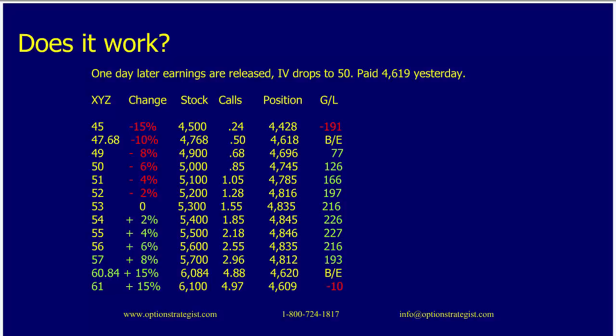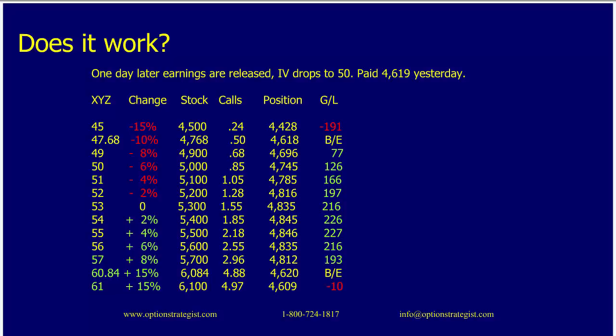Now remember, we paid $46.19 for this position yesterday. So here are various stock prices, 45, some odd price, 47.68, and then dollar prices, 49.50, all the way up to 57, then another odd one, 60.84 and 61. Here's the change in the stock price, the percentage change in the stock price. So here's the value of the stock, and here's the value of the calls based on a 50 vol and 1 day left to expiration. So the position, this is the value of the position now. And remember, we paid $46.19.